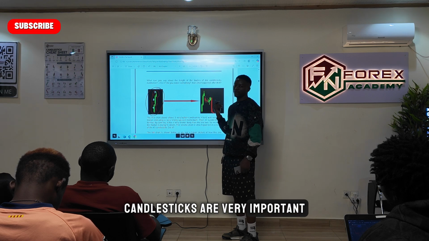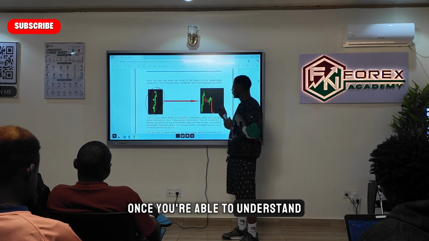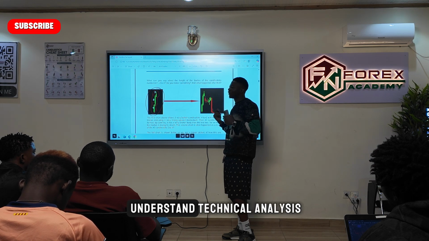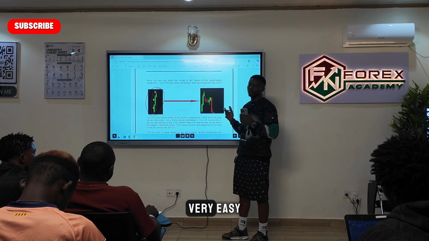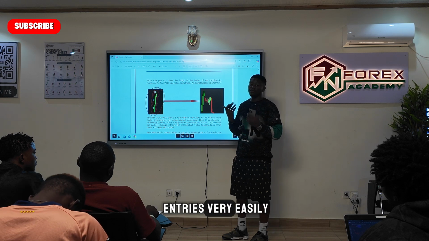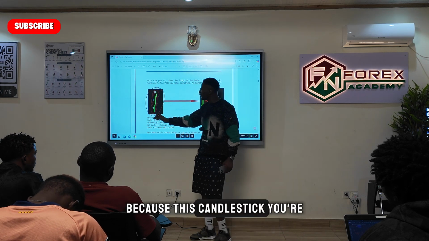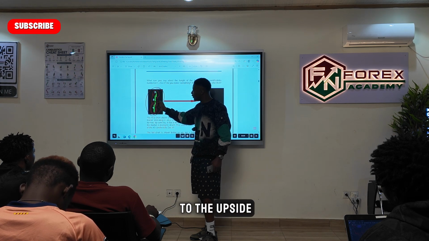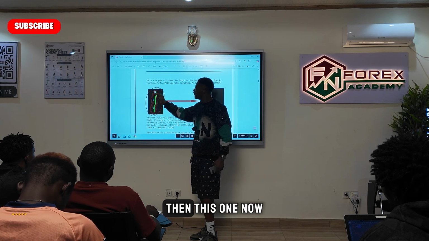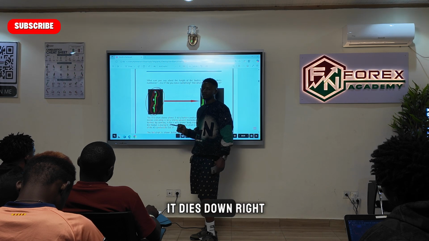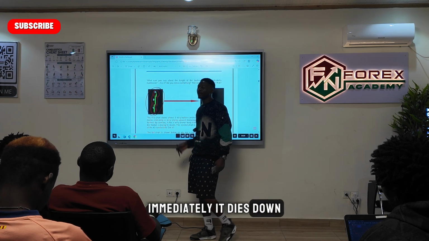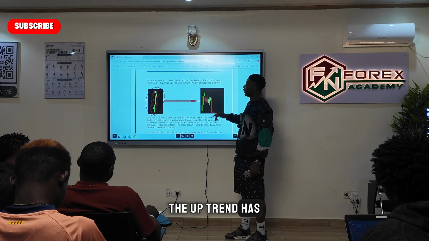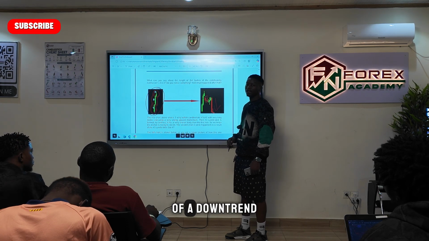Candlesticks are very important. Once you're able to understand what is happening with the candlestick, then you're going to understand technical analysis very easily. You're going to understand entries very easily. Because with this candlestick, you're seeing that there's a strong buy to the upside, there's a strong buy to the upside, then this one now, it dies down, right? Immediately it dies down, now the next candle is a red candle. What does that signify? The uptrend has ended and it's the beginning of a downtrend.